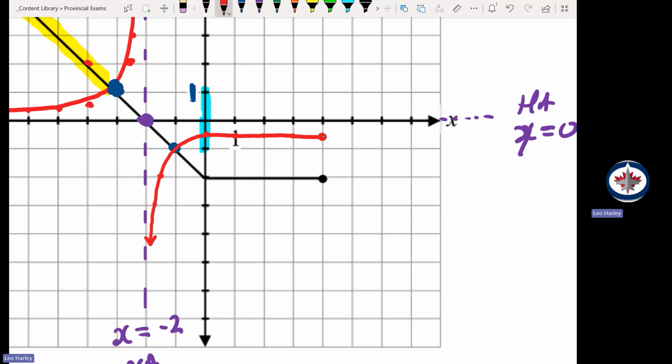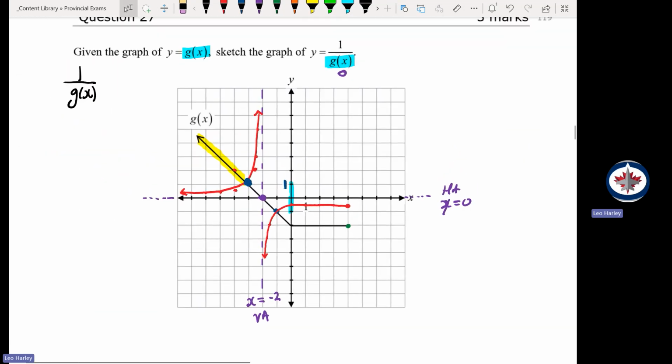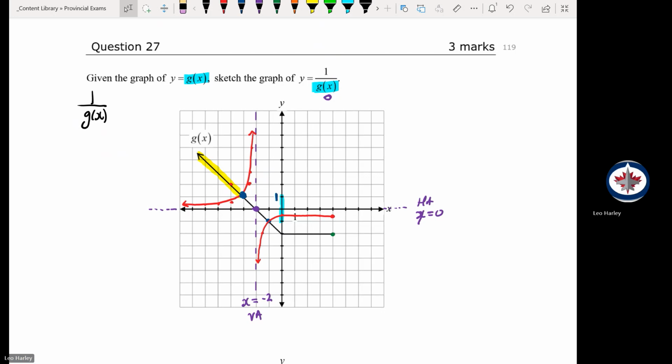And then here's another piece, because some people did this too. Should we have an arrowhead on that section? No. Can you see that the original function terminates there? So this is a nasty question. 3 marks. No, I'm okay with the 3 marks. I'm okay with 3. So if you make a mistake, it's not too costly.